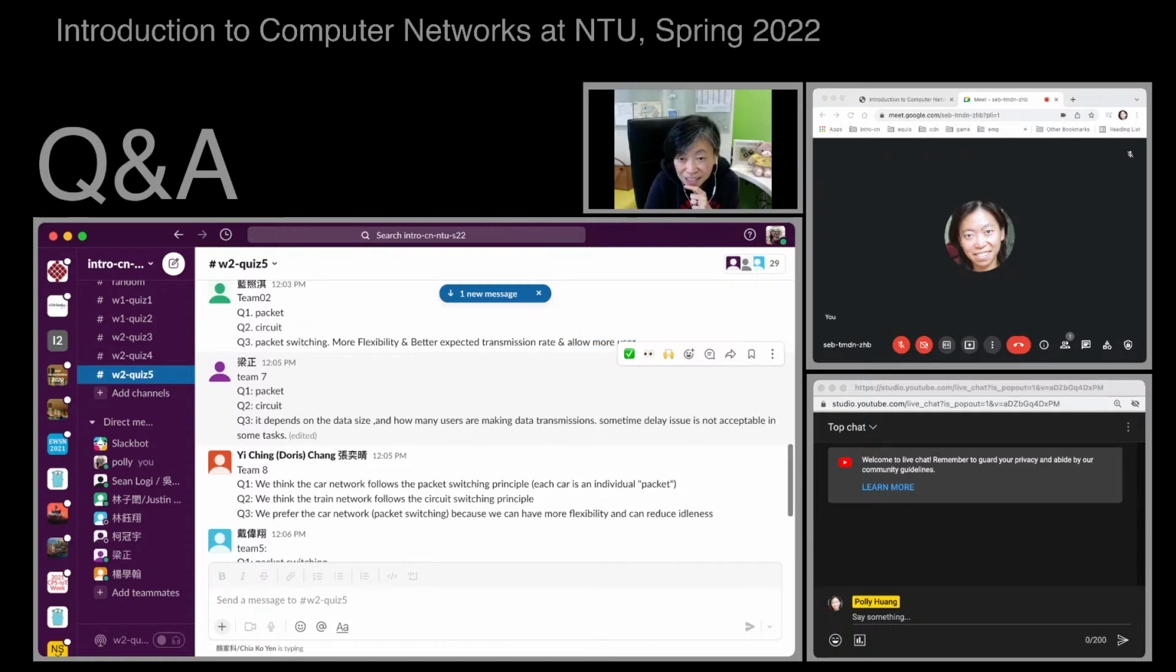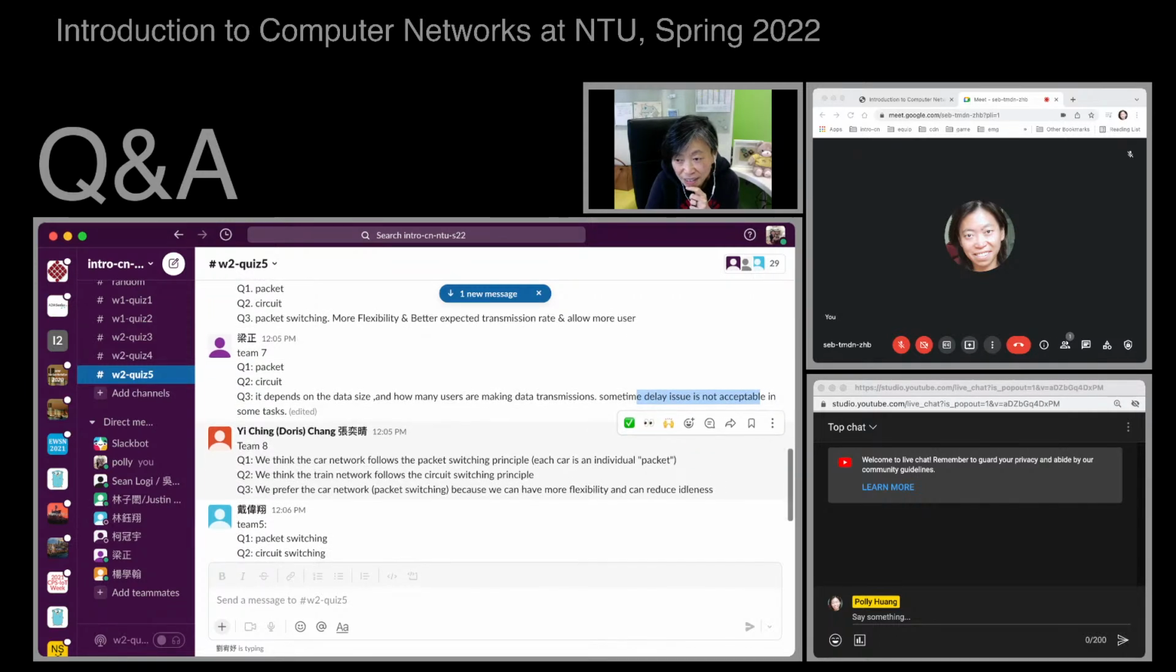Team 7, also very short, gets to the point. Depends on the data size and how many users. If delay is not acceptable, then circuit switching.